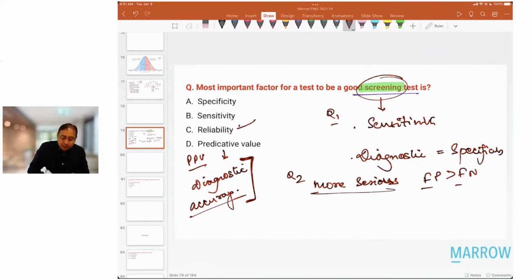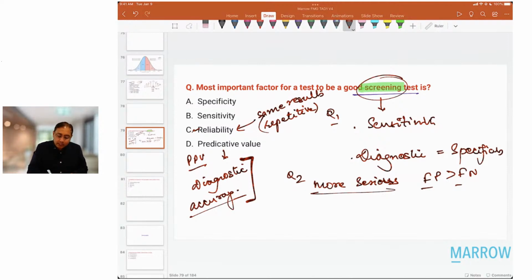What is reliability? Reliability means getting the same results again and again. This is called repetitive value. That is, you're getting the same results again and again. That is reliability. Please get these topics right: what is sensitivity, specificity, what is positive predictive value, what is negative predictive value, and what is reliability.